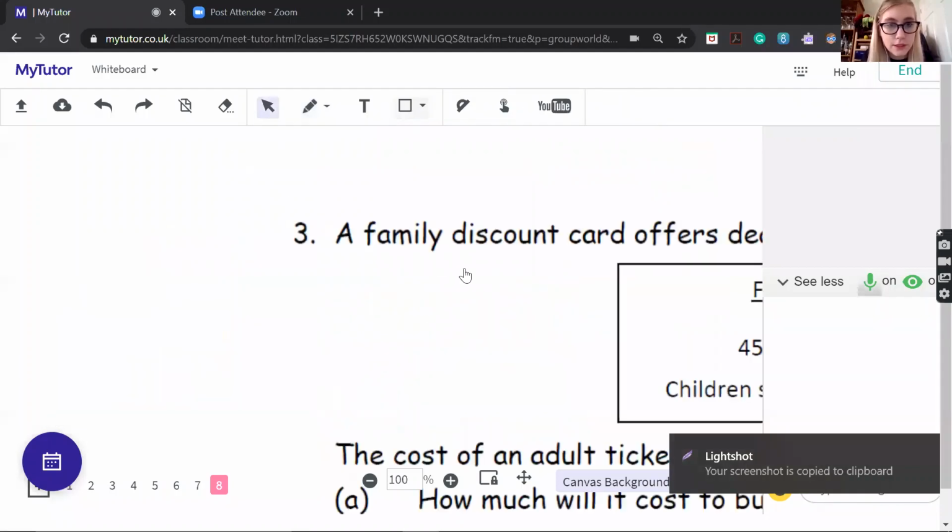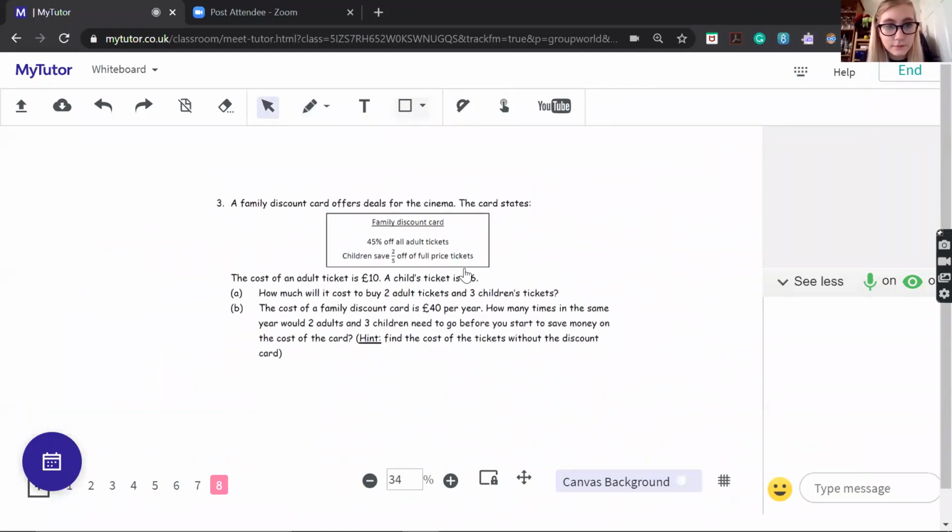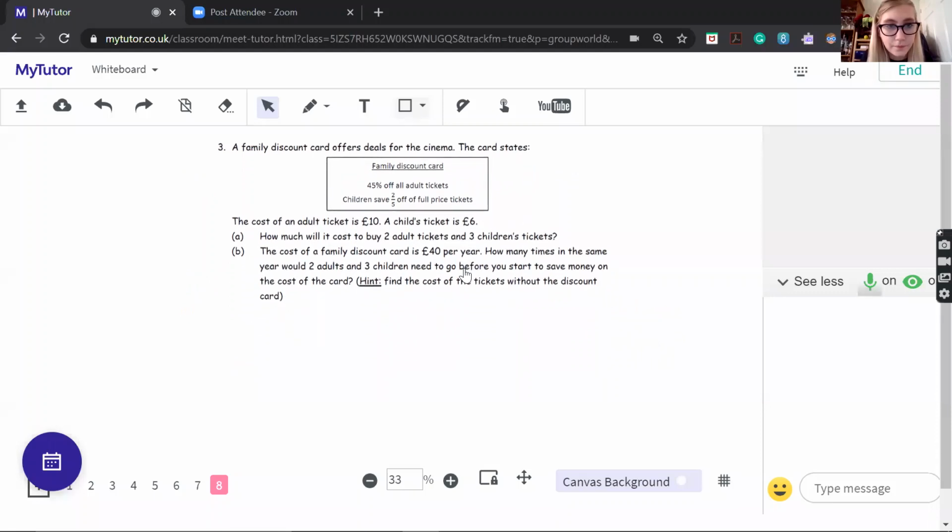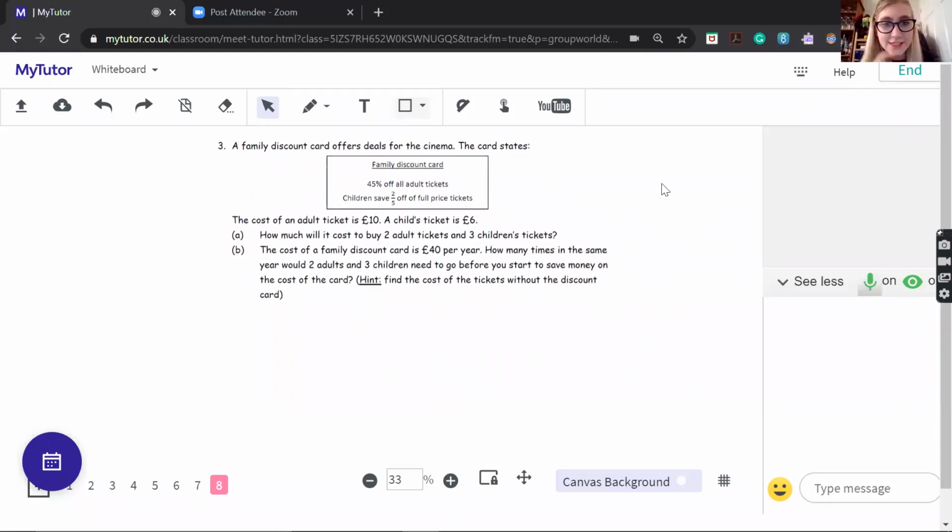So we'll start with this one. Cool. So, gosh, long question. Family discount card offers deals for the cinema. The card states 45% off all adult tickets, and children save 2/5 off of full price tickets. I don't know what kind of cinema is making you do the maths like this, but a horrible one.